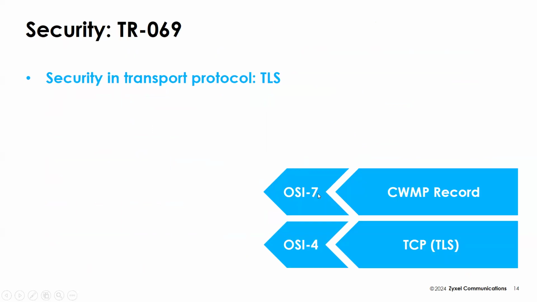Okay, so from the perspective of security, TR69 and TR369 are different as well. We can see that the TR69 security measure is in its transport protocol. As we already know, TR69 uses HTTP as a transport protocol, and the HTTP protocol is TCP based. So the security measure in TR69 is TLS.